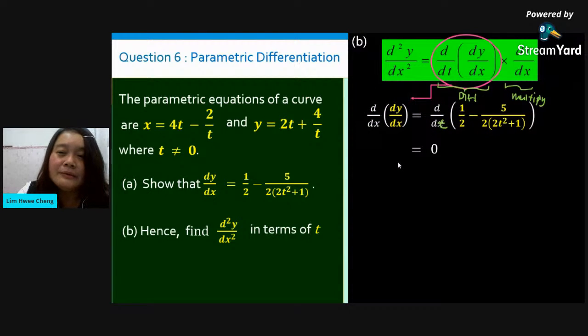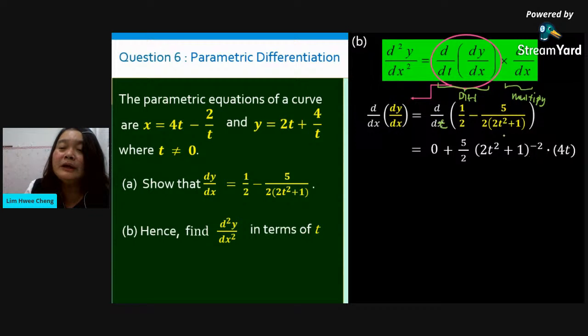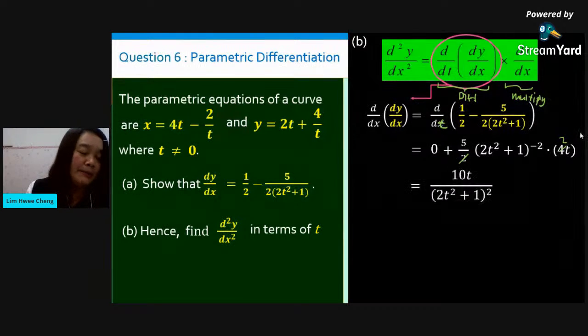So you must get 0 plus minus 5/2. Okay, this one you do the power rule. You bring down the power, so you bring that also minus. Minus is positive. So by power minus 1, you subtract, we want to get a minus 2. And the differential of 2t squared plus 1, you get the 4t here. Okay, then only you multiply or simplify. This one with this, you can simplify. So that's why you are going to get the 10t over 2t squared plus 1 squared. Okay, then only you proceed.